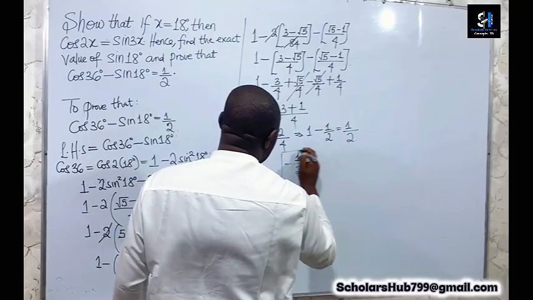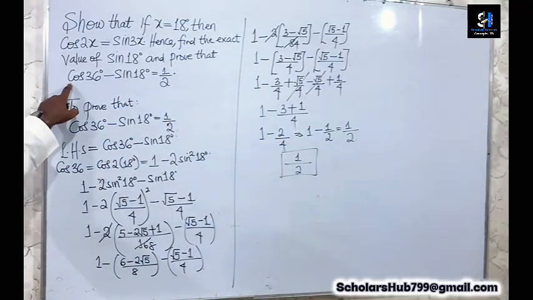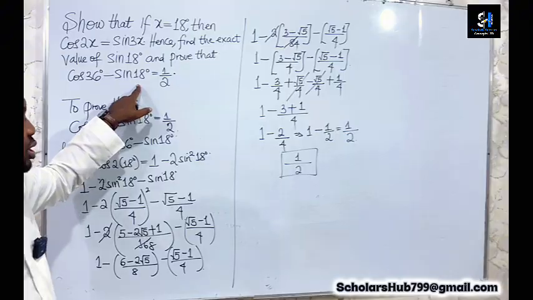So which means that cos 36 degrees minus sine 18 degrees is equal to 1/2.